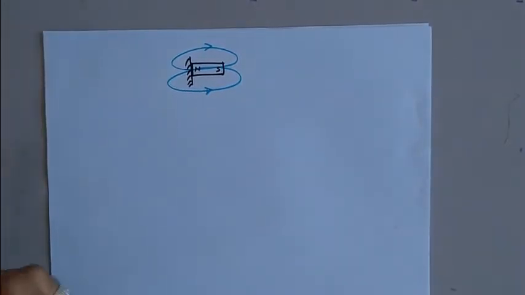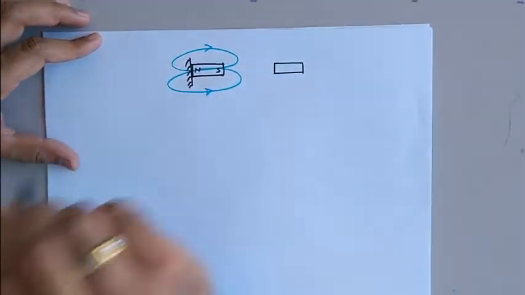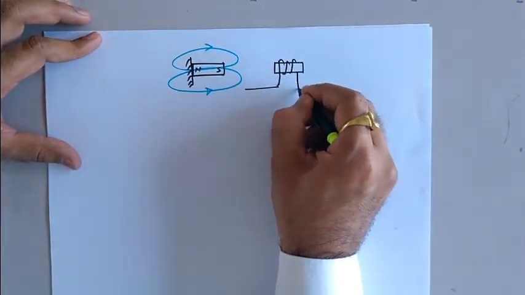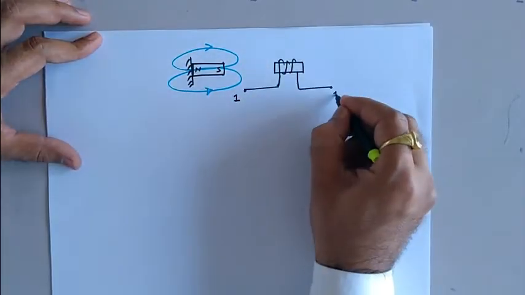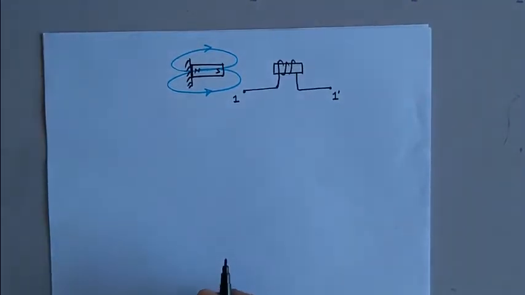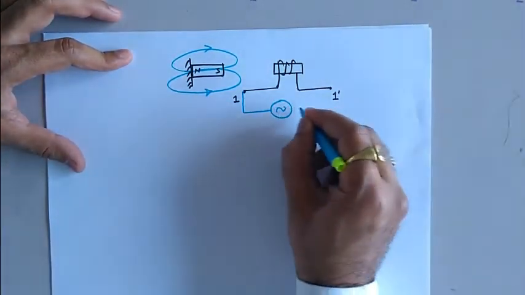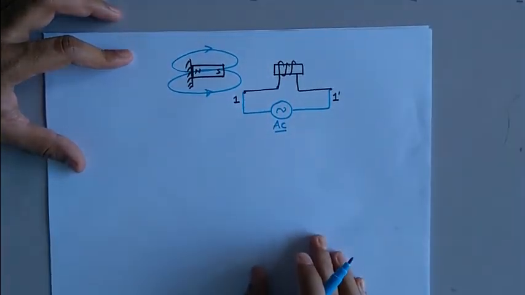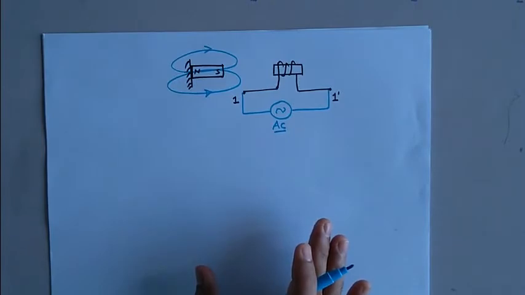Now to this arrangement we place another coil like this. Let this terminal be 1 and this terminal be 1 dash. Now what we are going to do is connect an AC source as an input to this coil. Instead of connecting a DC source, we are now connecting an AC source, and let us analyze whether this instrument is going to work or not, and then we will make some final conclusions.